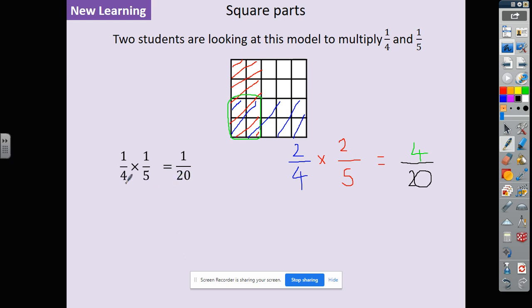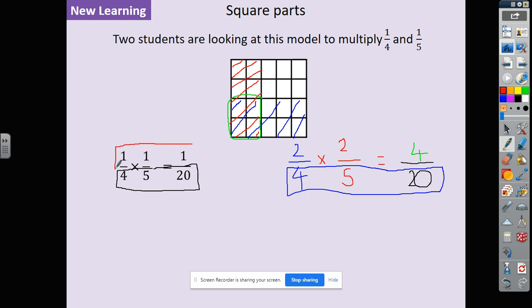Hopefully you have. So here I've got 4 times 5, and we know that 4 times 5 does equal 20. The same here, because it's the same 4 times 5, and we know that that equals 20. So what's happening with our numerator? Well, here I've got 1 times 1, which we know equals 1. And then what have I got here? Well, I've got 2 times 2, which we know equals 4.